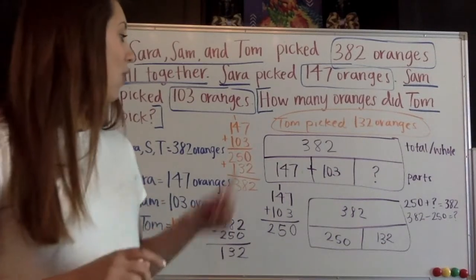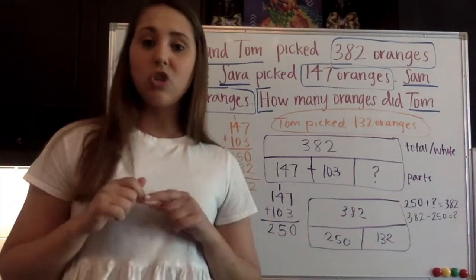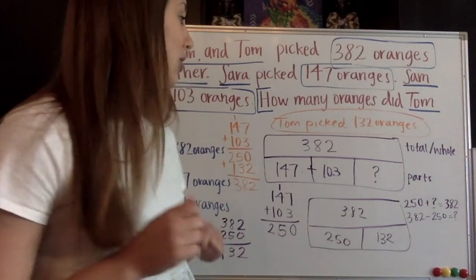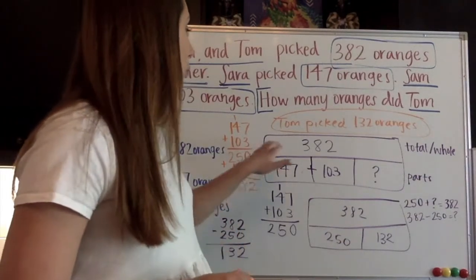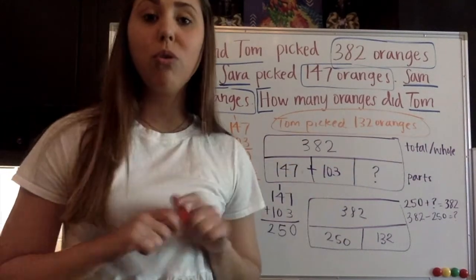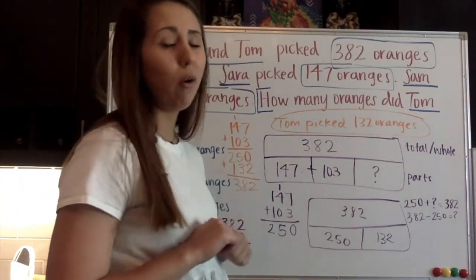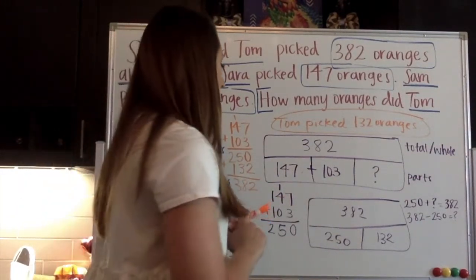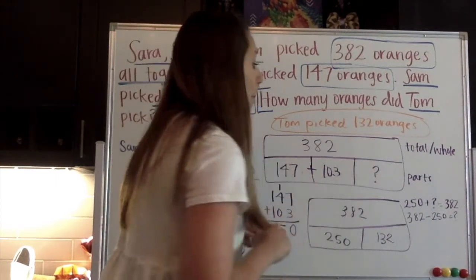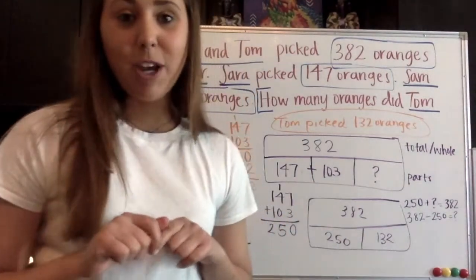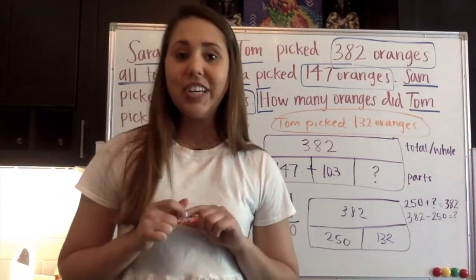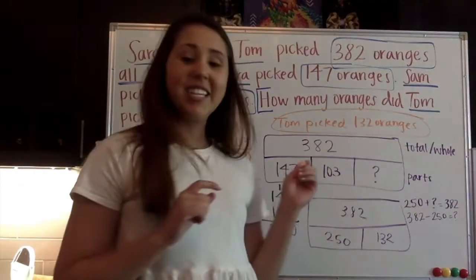So that is just one way we can solve with strip diagrams. So I always just want you to remember that one box will be your total, your whole, whatever that is, and sometimes you might not have that whole. That might be what you're solving for. And then you will have your parts. So now I want you to practice solving some addition and subtraction word problems using a strip diagram.